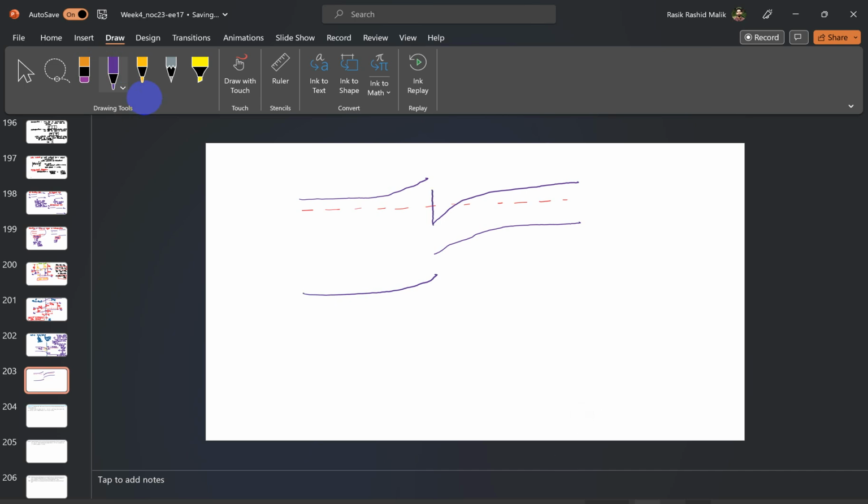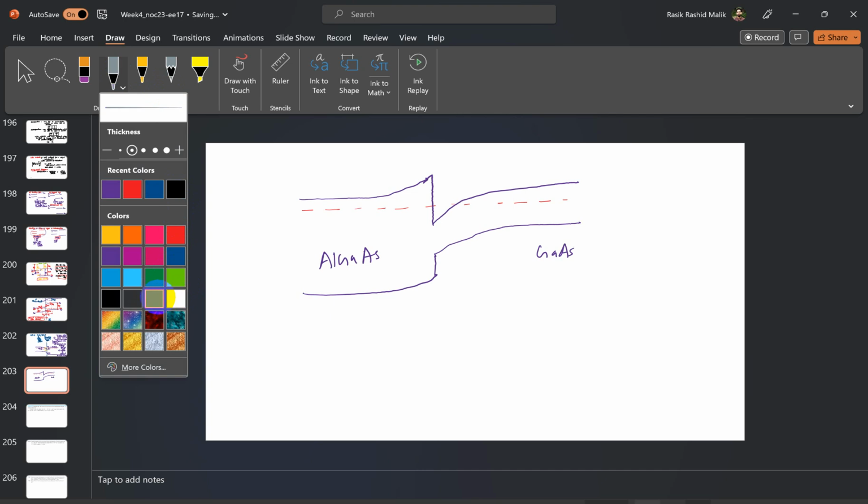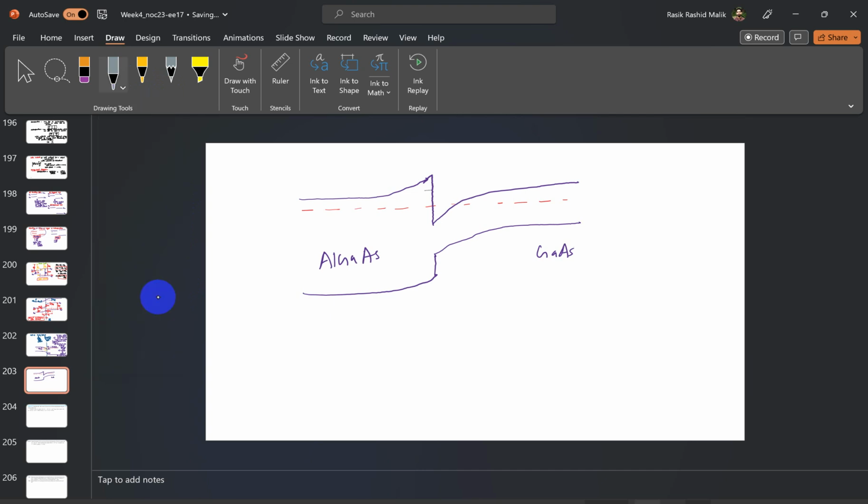So this will be the situation at the interface. We have a wider band gap material, aluminum gallium arsenide, and this is a narrower band gap material, gallium arsenide. At the interface we have this quantum well formation, and the potential can be approximated by a triangular potential well.